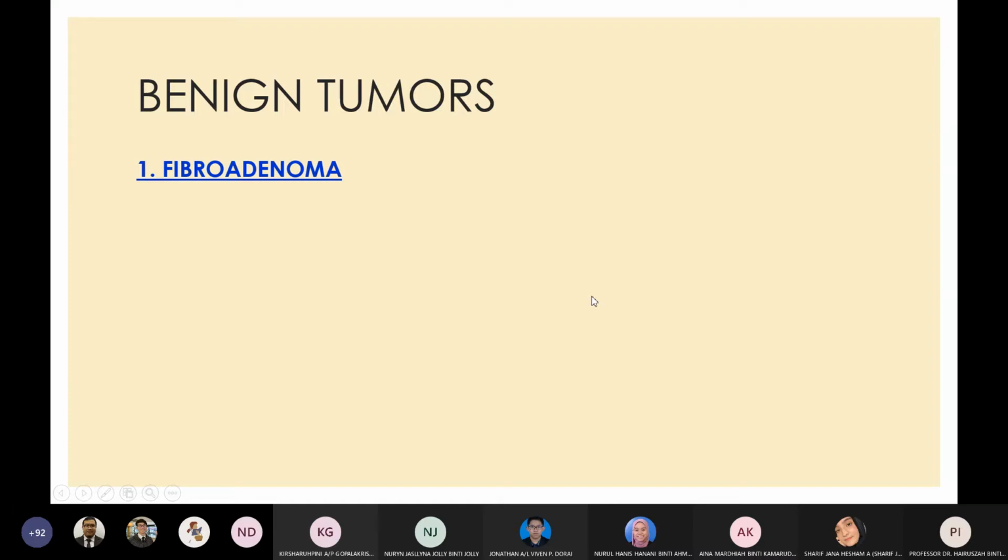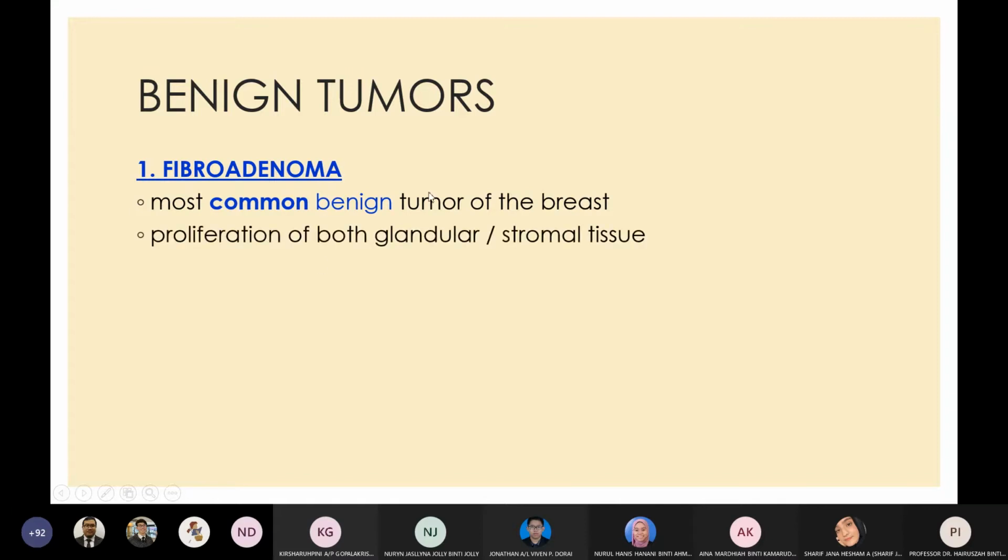There are a few. The most common is fibroadenoma. As the name implies, fibro is a lot of fibrous tissue. The connective tissue is there. Adenoma is proliferation of glands, but it is benign. It's very, very common. I have worked at HKL for the last 30 years. If you work in the pathology lab, the resected breast lumps sent to you that turn out to be fibroadenoma, you get it every other day. That's how common it is.